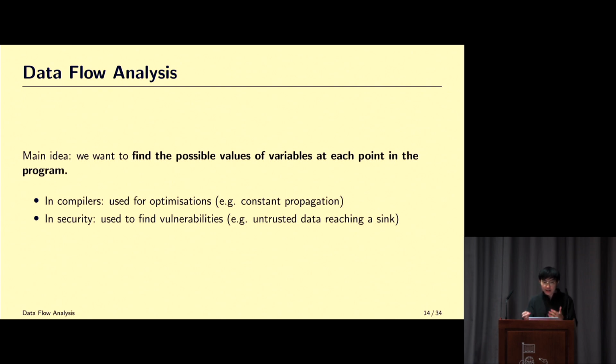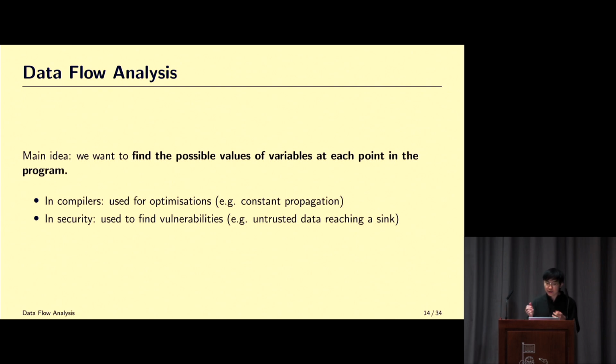Again, we're trying to find the possible values of variables at each point in the program. This is not just useful in security; it's mainly useful in compilers because you can use it for optimizations. For instance, a compiler might do an optimization called constant propagation, where if a variable isn't going to change, you just replace it with a constant. By replacing it with a constant value, you don't have to look up the variable value at runtime, and that's a nice optimization to have. But in security, we're going to be interested, again, in untrusted data reaching a sink.